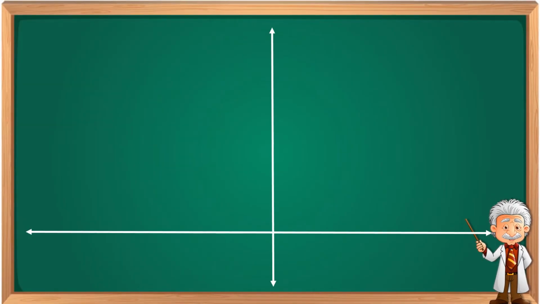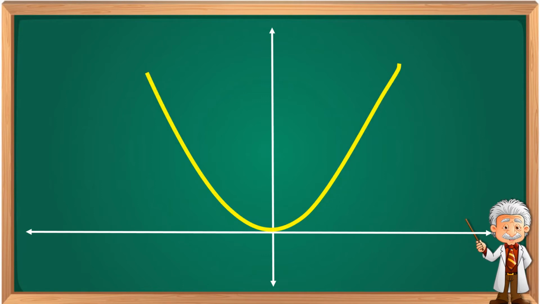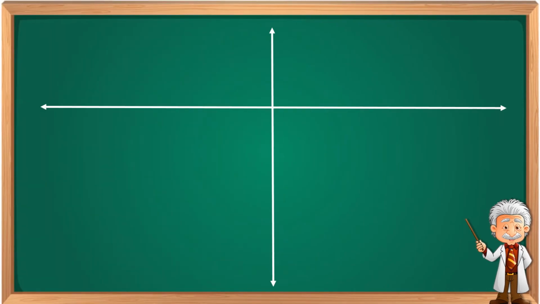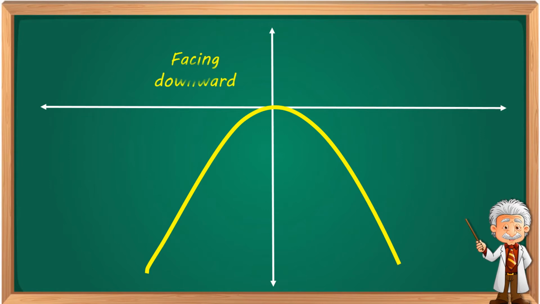Now let's have the graph of a parabola. So in this Cartesian plane, we have a smooth curve. This is a parabola. And this point is its vertex. This parabola is facing upward. And that vertex is its lowest point. Now let's have a parabola facing downward. So that is its vertex, and it is the highest point of the parabola.